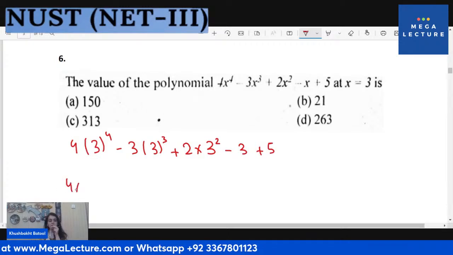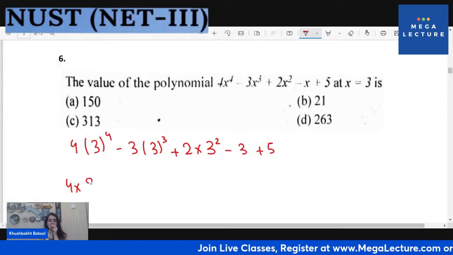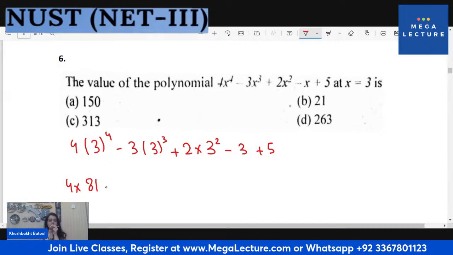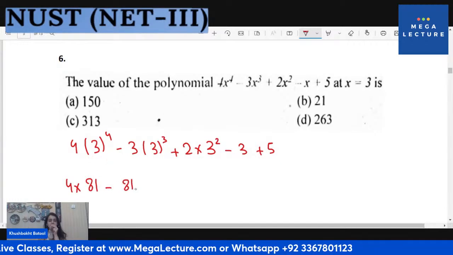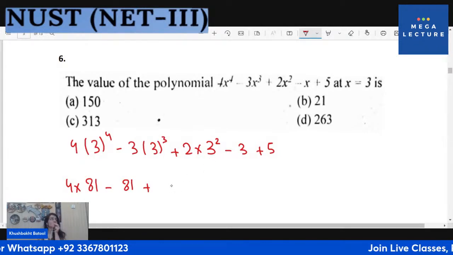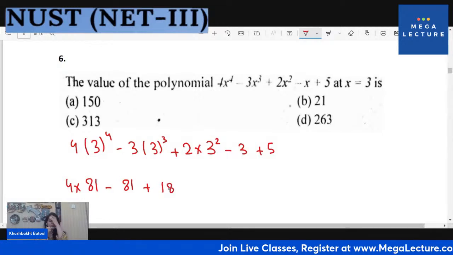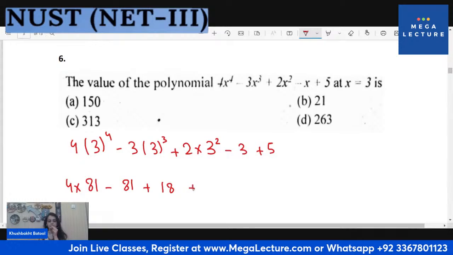It is 4 into 3 to the power 4. Now we know that 3 squared is 9. So 3 squared into 3 squared would be 9 into 9, that is 81. Then if 3 to the power 4 is 81, it would be minus 81 plus 2 into 3 squared, it is 2 into 9, and it is going to give me 18. And then minus 3 plus 5 would be plus 2.